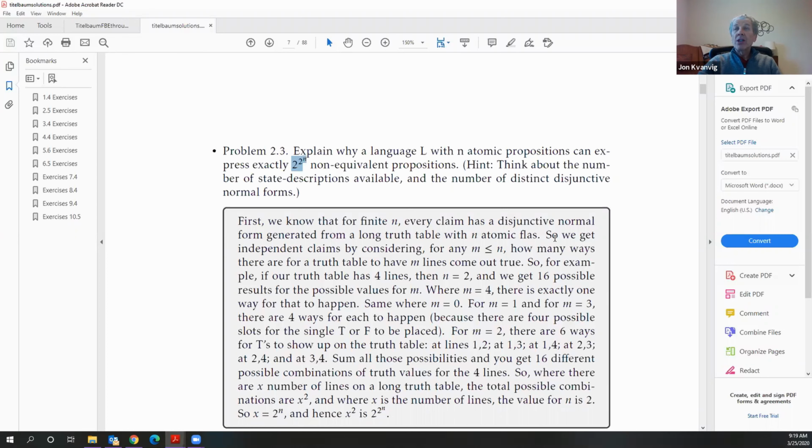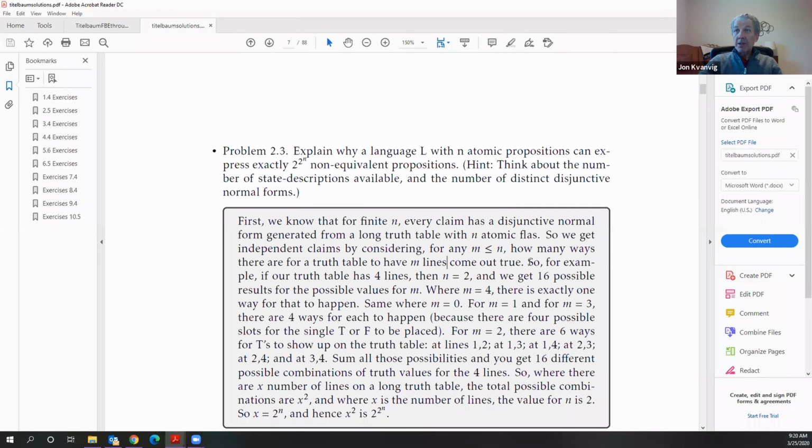So we start out with atomic formulas. So we get independent claims by considering, for any number m less than or equal to n, how many ways there are for a truth table to have m lines come out true. Okay, now non-equivalent propositions will have different combinations of lines coming out true on the truth table. So if we consider all of the different ways of having m number of lines come out true on the truth table, we can sum them up and figure out how many non-equivalent propositions there are.